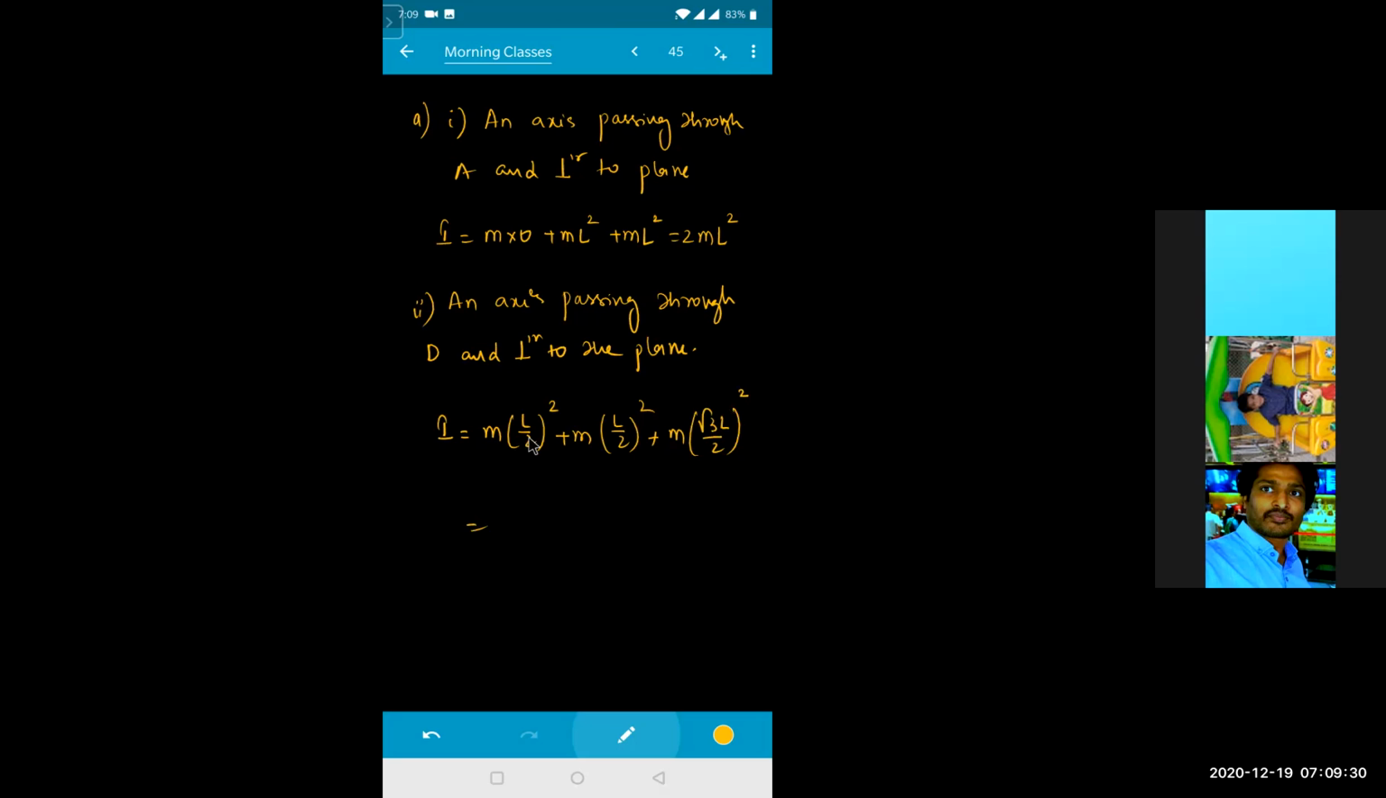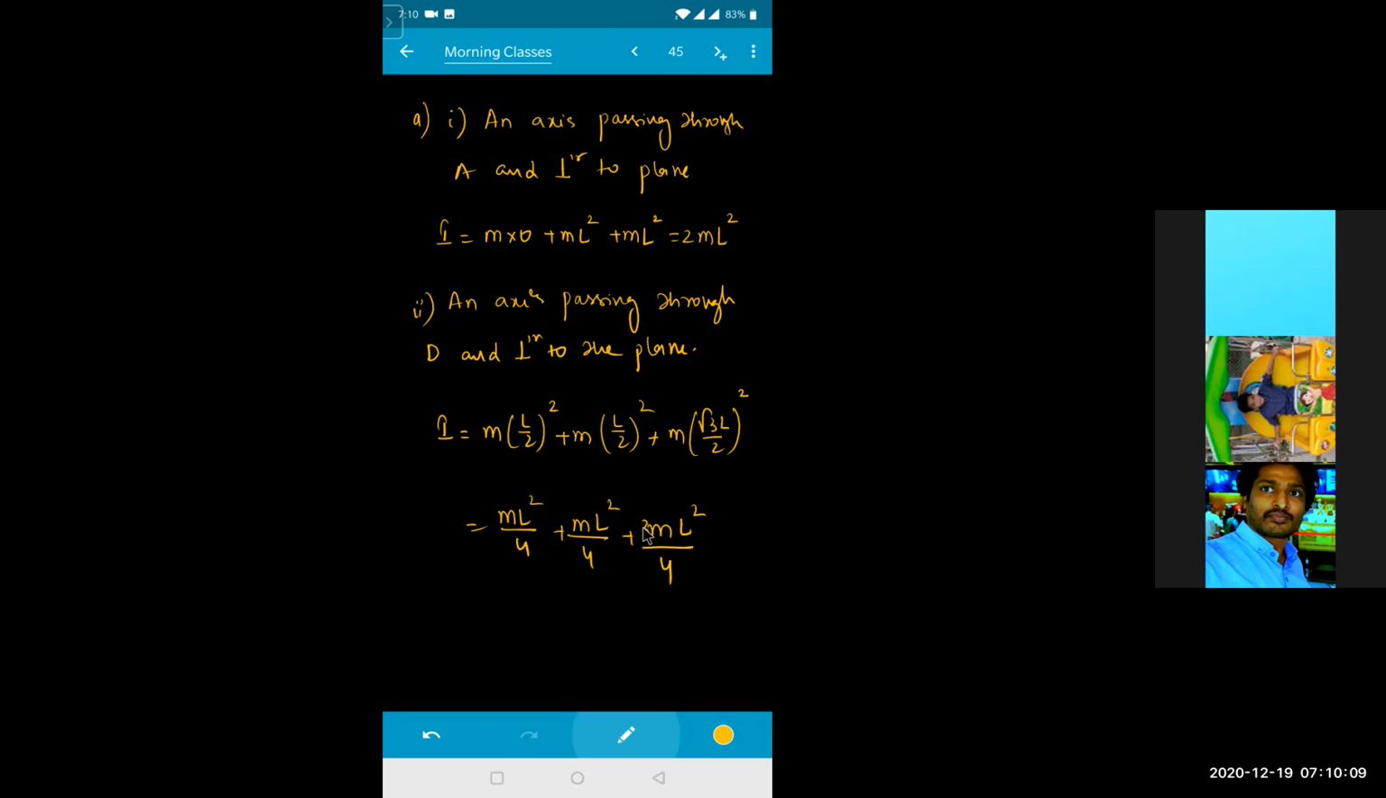So what does this become? mL²/4 plus mL²/4, plus this one is m into 3L² divided by 4, which is 3mL²/4.